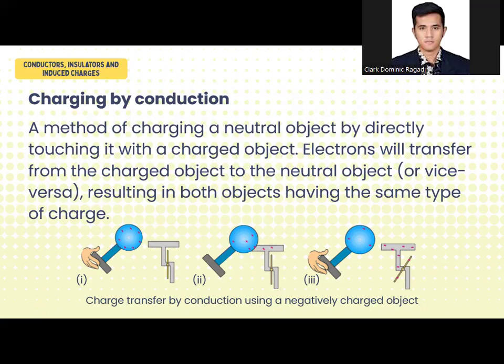So we have here a sphere that is negatively charged, these are the negative charges. And once you tap it on this metal rod here in the middle, the electrons or the electrical charges will flow from the sphere to the metal rod. And once you stop the contact, the transferred charges would remain on the electrical rod.